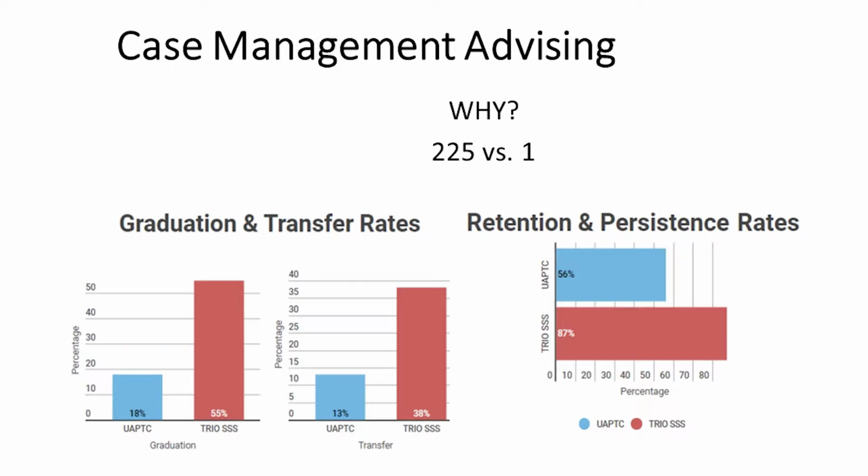So, and then look at the graduation and transfer rates or completion rates. With graduation, it's 55% for TRIO and 14% for UAPTC in general. In 2016, it was 12%, so we have come up 2% from the past comprehensive review, but we're still only at 14% of the students that we start with graduating. Whereas with TRIO, it's 55%.